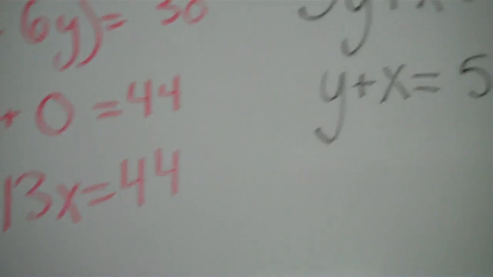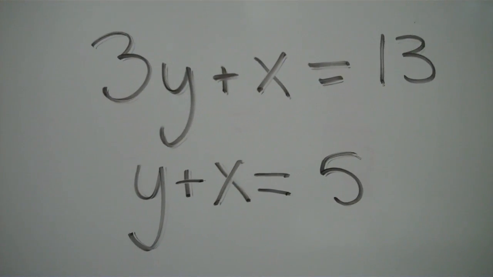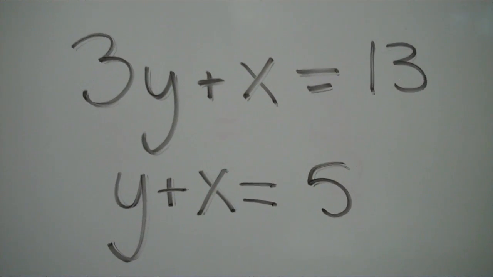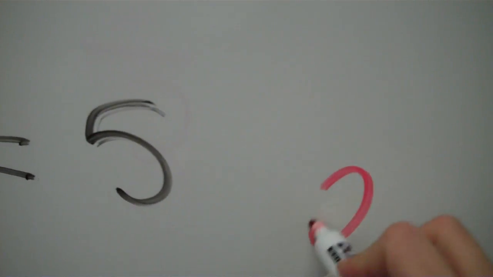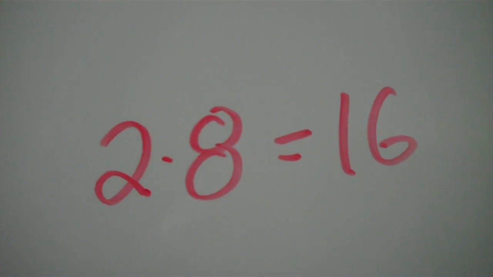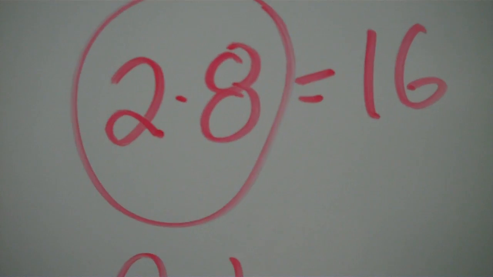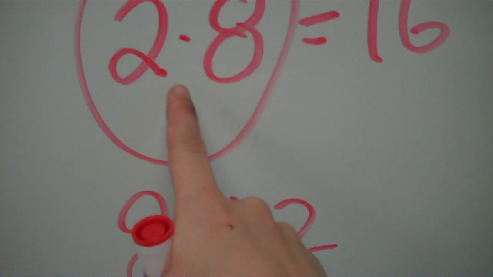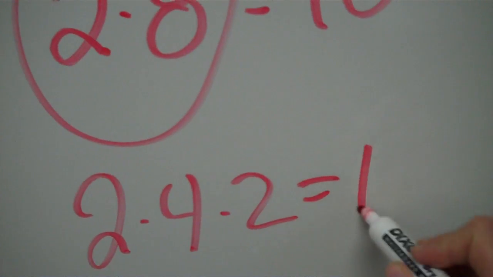Okay, let's move on to substitution. Let's say that I give you this problem and I ask you to solve using substitution. So remember, substituting is based on the idea that two things have the exact same value. So you're replacing the value of one with the other. It's like if I say 2 times 8 equals 16, I could replace this 8 with 4 times 2, because this is the exact same thing. So I can say 2 times 4 times 2 is equal to 16.